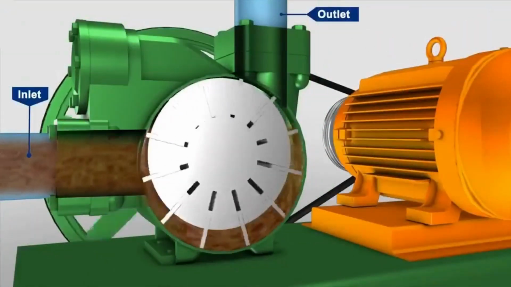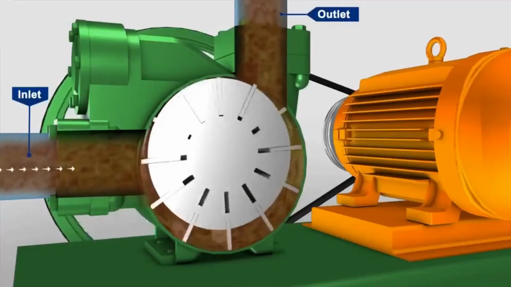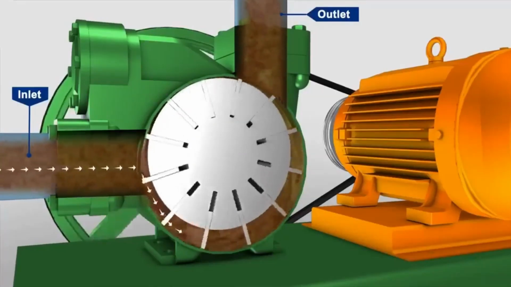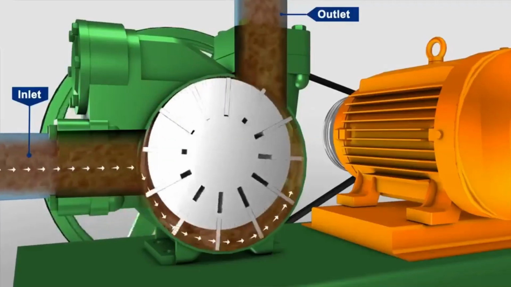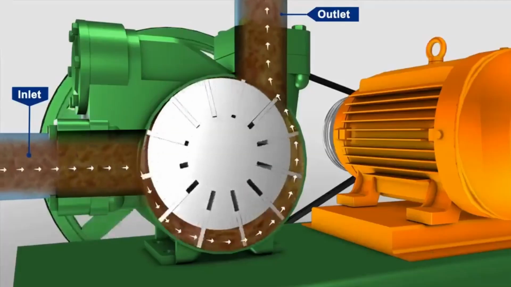The pistons draw in fluid during half a revolution and drive fluid out during the other half. The greater the ring eccentricity is, the longer the piston stroke and the more fluid they transfer.